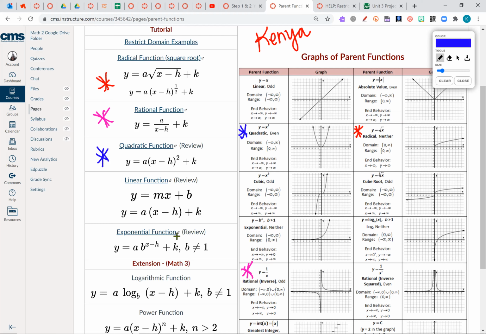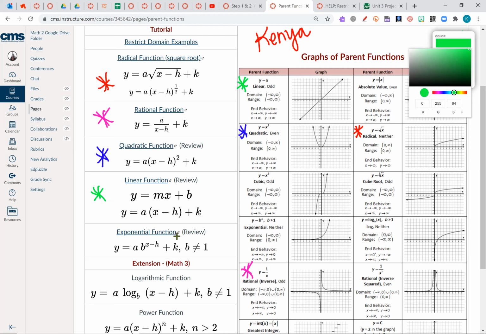Now we have linear function. So the linear function looks like I can use, let's say green for it. Let's say I use green for linear function. So this is linear function, and I can use that for the Y, I can use that for the K, I can use that for part of the N. There's a lot of things I could use it for.